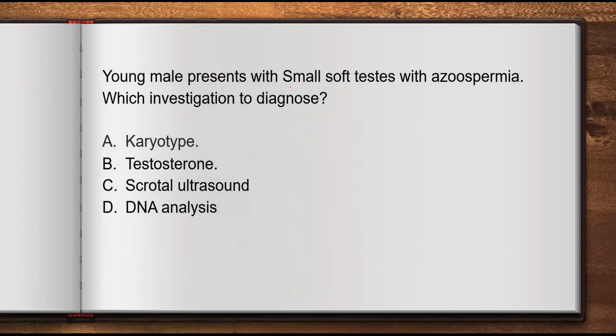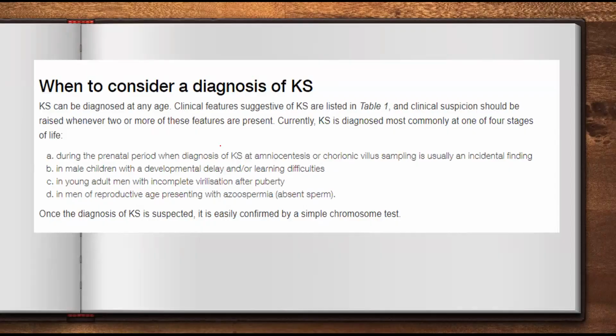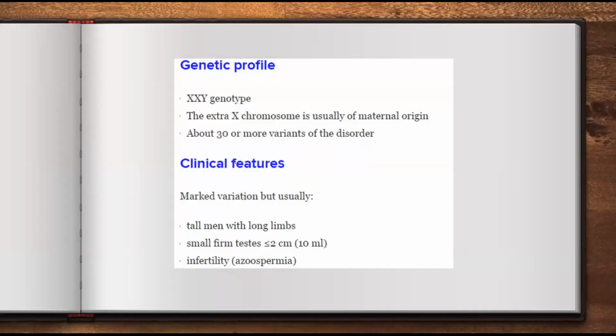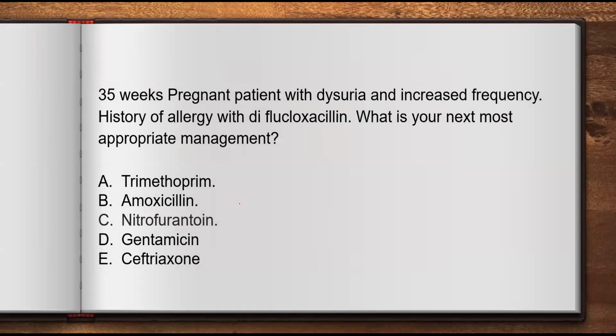Next, a young patient presents with a small soft testis with azoospermia. Which investigation to diagnose? Very easy. Any young patient coming to you with small testes with azoospermia, you think about a condition called Klinefelter syndrome. The diagnosis is by karyotyping or chromosome analysis. Go through this one, RSCGP and in here.